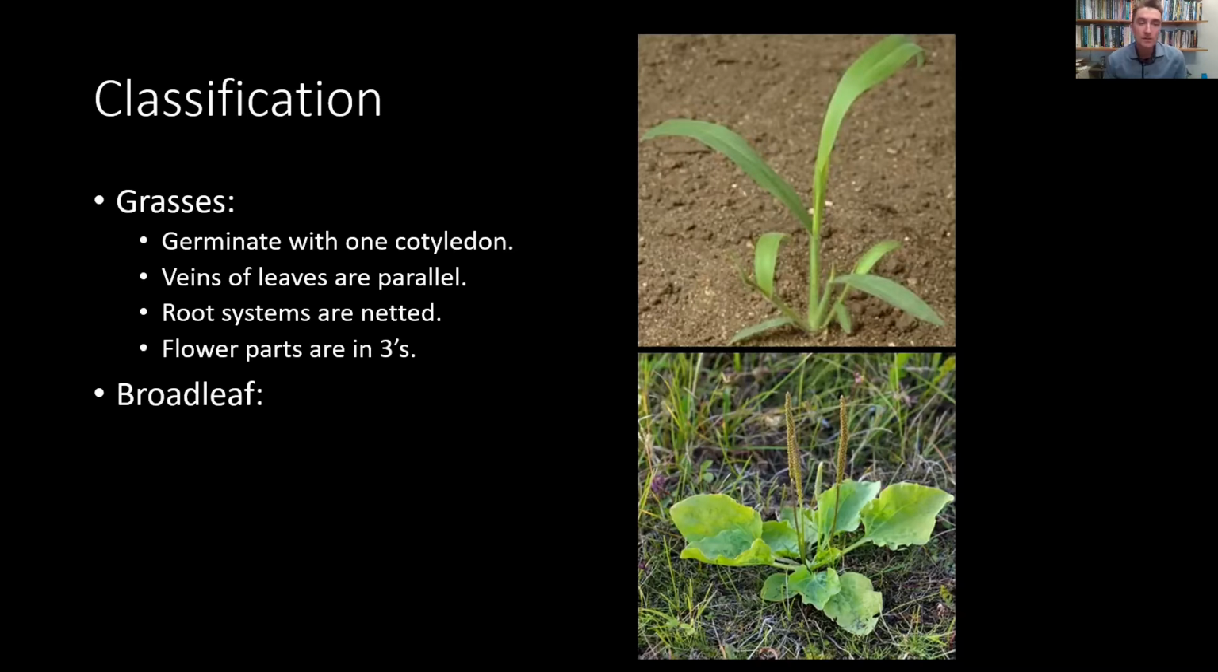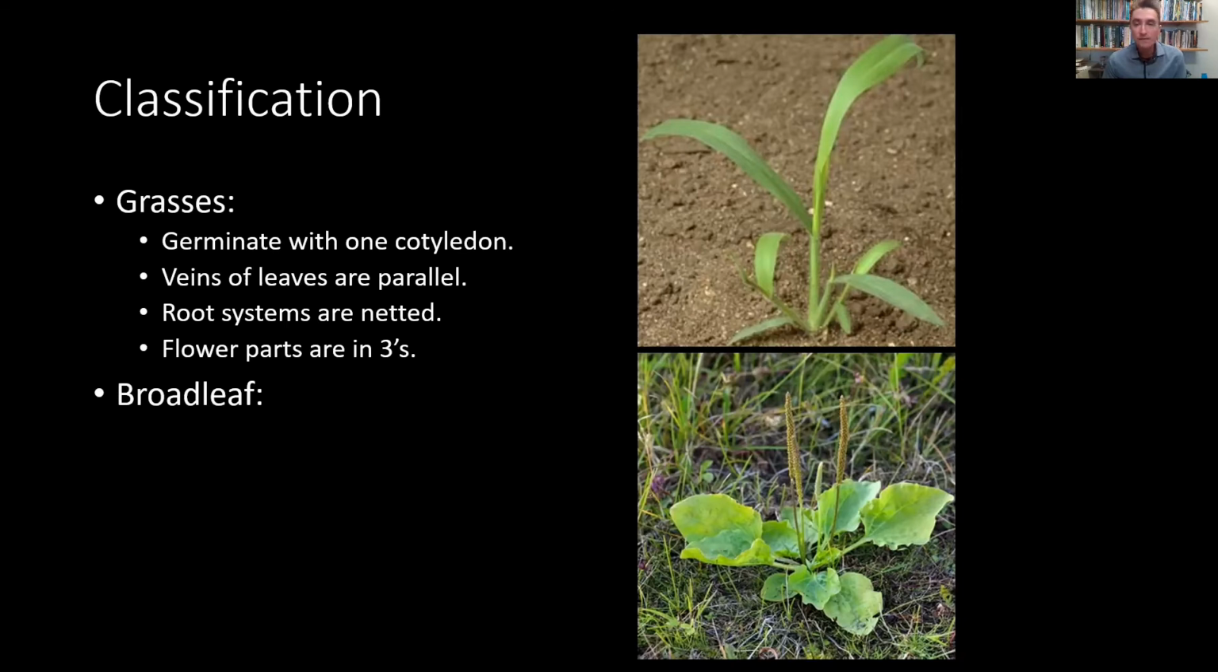Grasses will germinate with only one cotyledon. Cotyledon is the leaf that is held inside of the seed. So we call grasses monocots. In fact, whether a flowering plant is a monocot or a dicot is one of the fundamental ways to categorize flowering plants. And that's basically what we're doing here with our weeds.